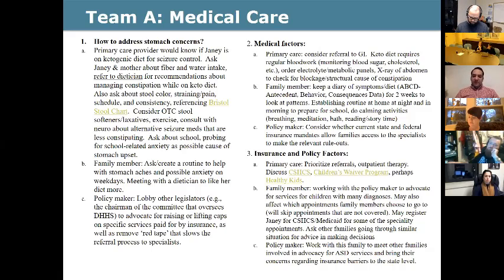Family member and the policymaker could work closely to advocate for services for children with multiple diagnoses, and work to see what appointments are the highest priority, to focus on helping families get access to those first. I think I'll end that there.